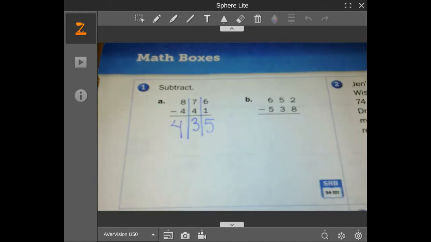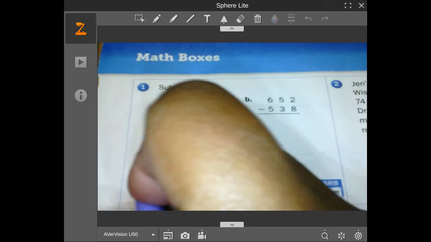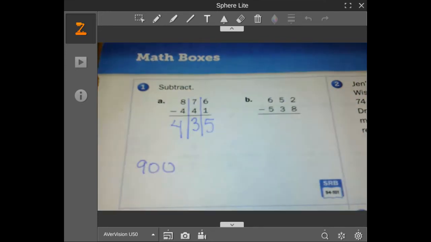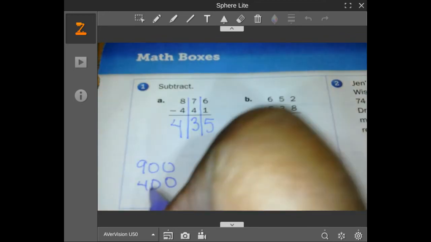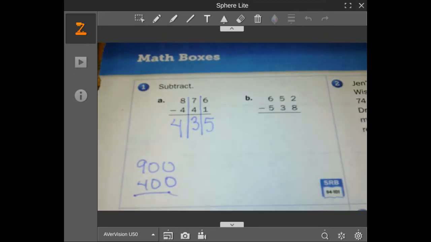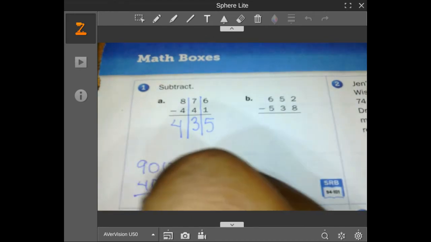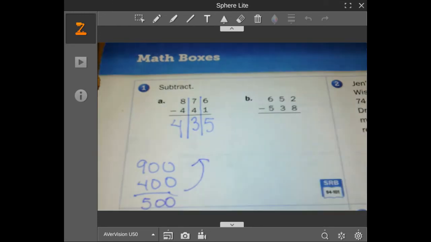Absolutely. Now, for me to determine if my answer is close to right, I'm going to estimate. So 876 is about 900. 441 is about 400. You could even say 450. 900 minus 400 equals 500. Is that pretty close? Yes, it's pretty close.